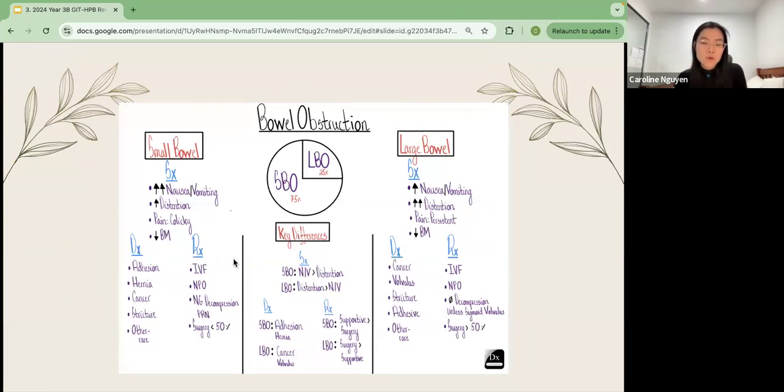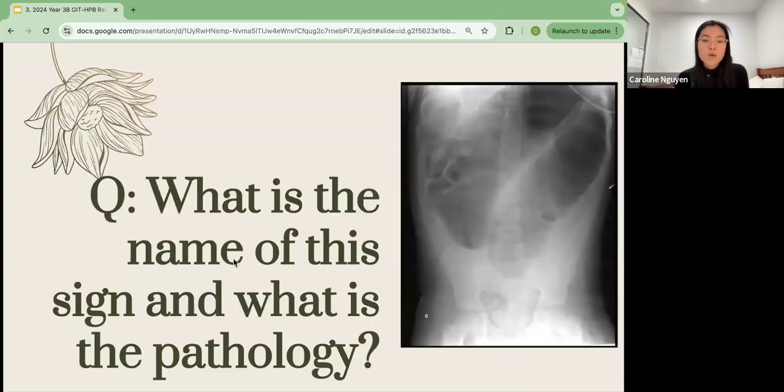Most of the time, it's a small bowel obstruction, simply because the small bowel is a lot smaller in diameter. The large bowel is quite large. And that also means, unfortunately, a lot of the cancers in the large bowel take longer to diagnose because people can have a cancer and then they don't experience the constipation or obstipation until it's basically grown to a size that is unmanageable. What is the name of this sign and what is the pathology?